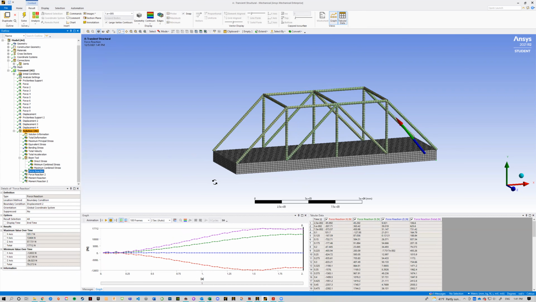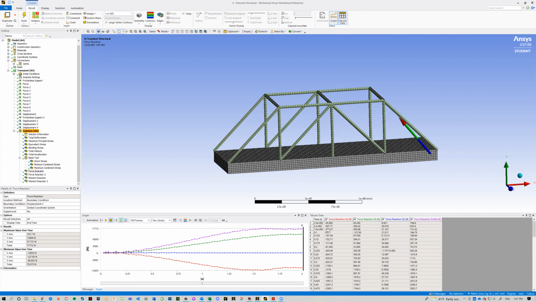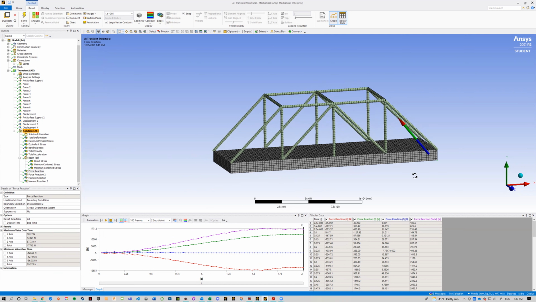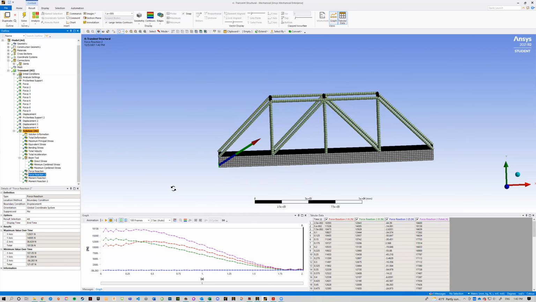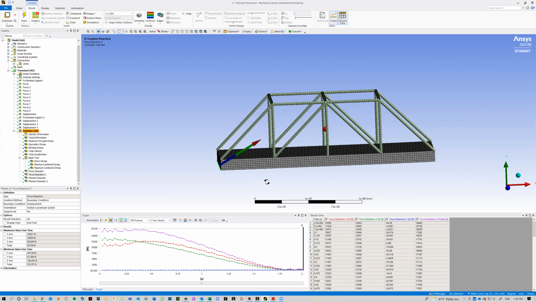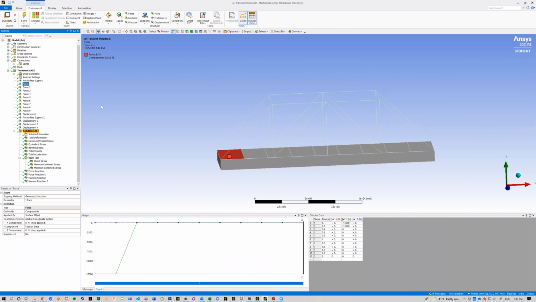Oh, and then force reaction over here maxes out at 17.7 kilonewtons. And that's not just in the y direction. And then over here, we get 18.1 kilonewtons. So it's important to note that the force doesn't necessarily travel across the bridge at the same speed the whole time.